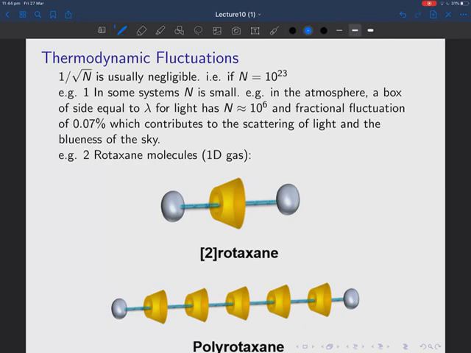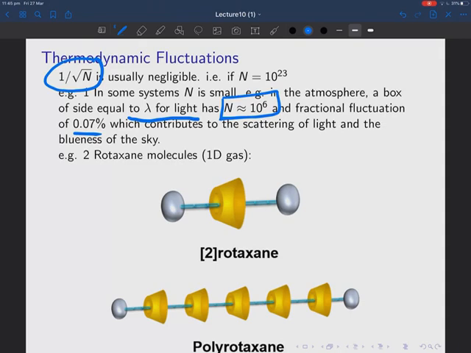So, in thermodynamic systems, this number, 1 on the square root of N, is usually tiny. We're talking about systems of 10 to the 23 molecules, and 1 on the square root of 10 to the 23 is not a big number. But in some systems, N can be quite small. If you take in the atmosphere a box of size equal to the wavelength of light, you find, under standard conditions of temperature and pressure, that amounts to about 10 to the 6 particles, and a fractional fluctuation of 0.07%, which is enough to contribute to the scattering of light and the blueness of the sky. So you can look at systems which do have quite a small number of particles, and they do have a big effect. A second example might be from my own research area.